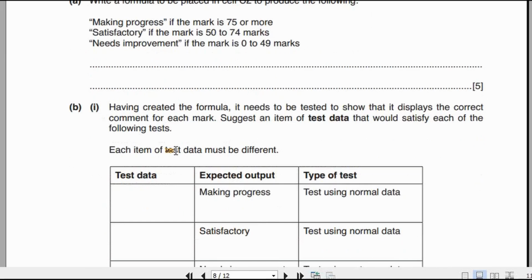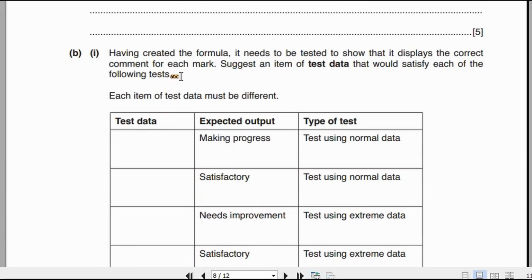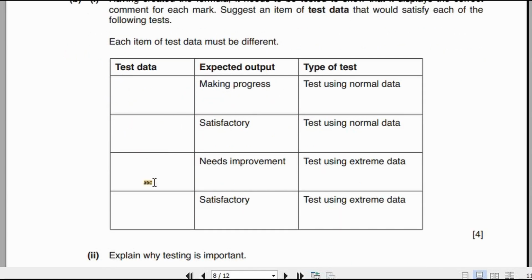The A part is like this. The B part we can discuss because of the testing. Question number 11, B part, the first one: having created a formula, it needs to be tested to show that it displays the correct comment for each mark. Suggest an item of test data that would satisfy each of the following tests. Each item of test data must be different. Now see what it is.